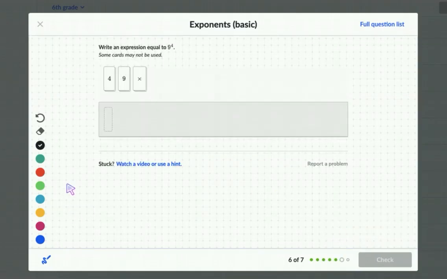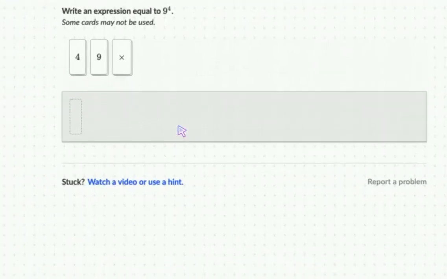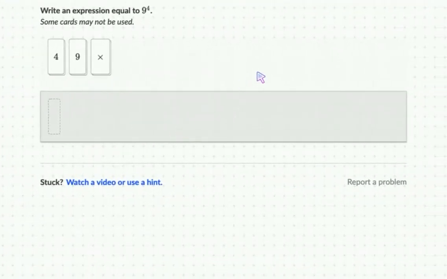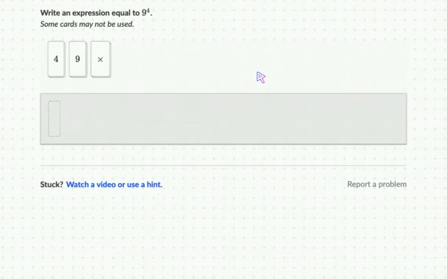Okay, our last example will be this one. Write an expression equal to 9 to the 4th power. Some cards may not be used. So they want you to write the expanded form. So that's the one with all the multiplication signs. Go ahead and pause the video and try it on your own first.